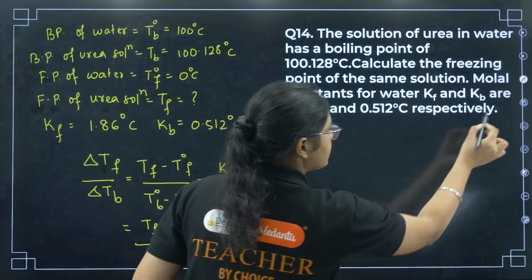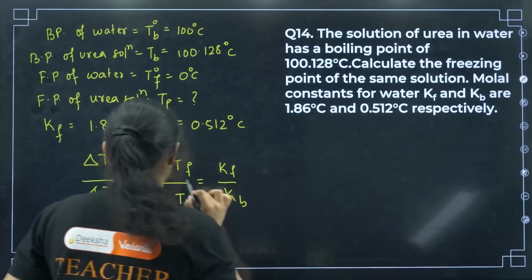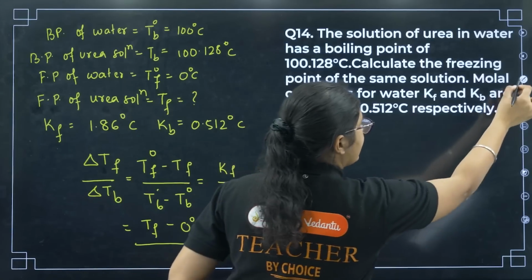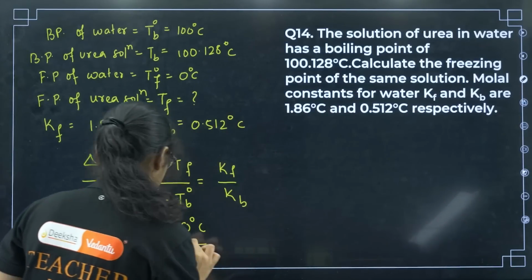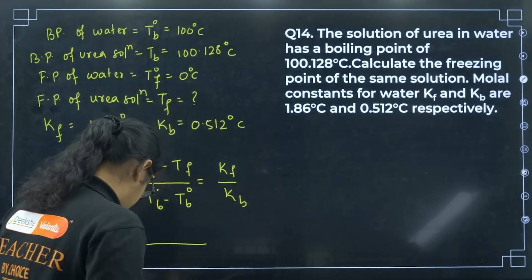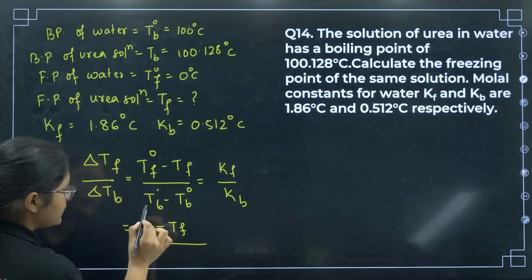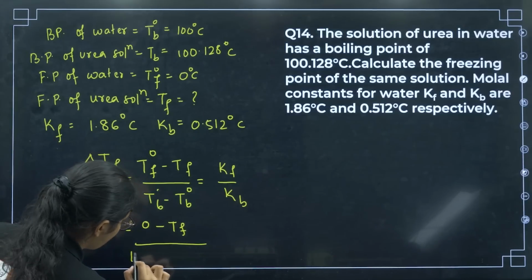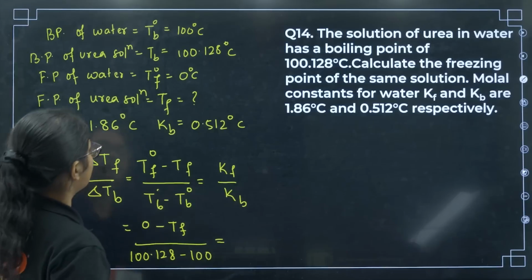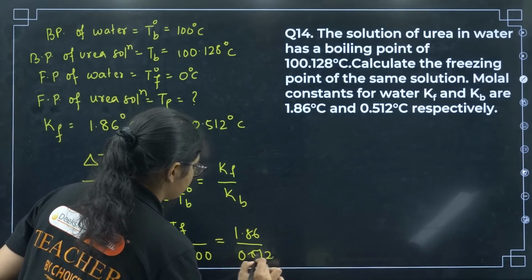Again here I made a mistake. Please don't repeat it. Always remember, in freezing point there is depression, and in boiling point there is elevation. Okay, so what will happen? I will get an equation like this: T naught F, which is 0, minus TF, I have to calculate. TB value is given to me: 100.128 minus 100, is equal to KF 1.86 over KB 0.512.